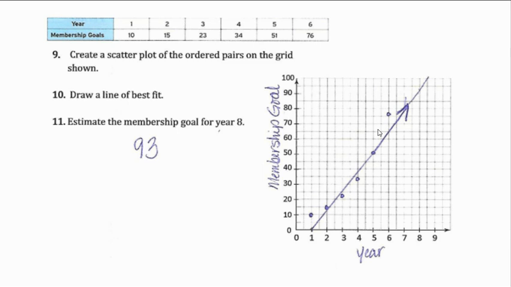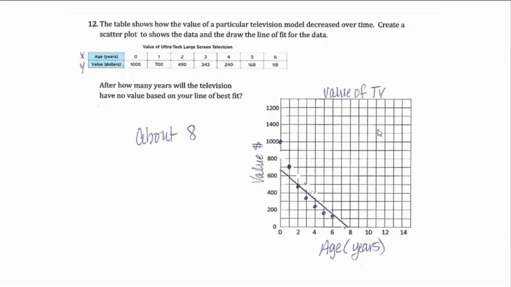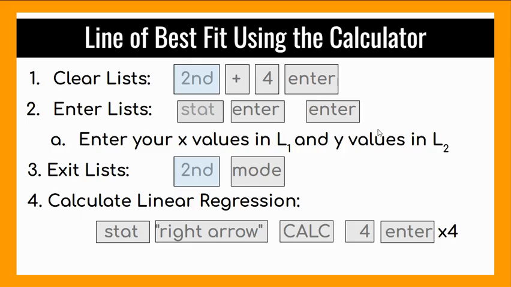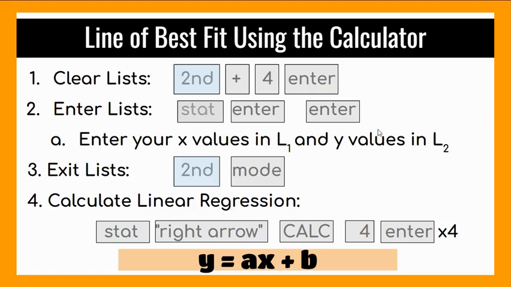Okay, checking your homework, those last couple of questions. Reminder, these are the steps for finding the line of best fit in the calculator. We just went over this. Step 1 is to clear your list, so second plus 4, enter. Step 2 is to enter your list, so stat, enter, enter, and we're going to put the X values in list 1, Y values in list 2. Then you're going to go ahead and calculate linear regression by hitting stat, arrowing over to calculate, and then option number 4. And then you'll get your equation in y equals ax plus b form.